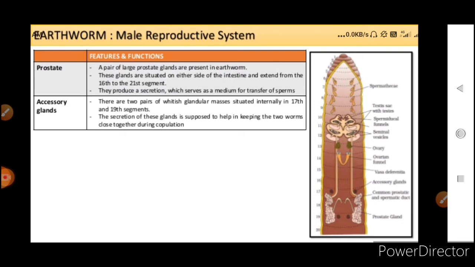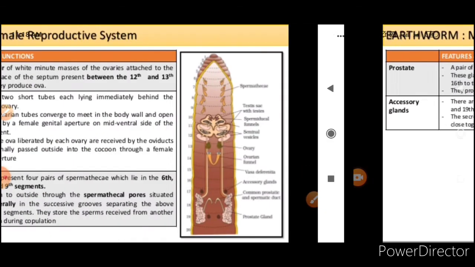Now we come to the accessory glands. These are two pairs of whitish glandular masses situated internally in the 17th and 19th segment. The secretion of these glands is supposed to help in keeping the two worms close together during copulation.